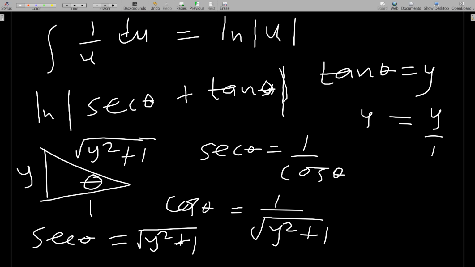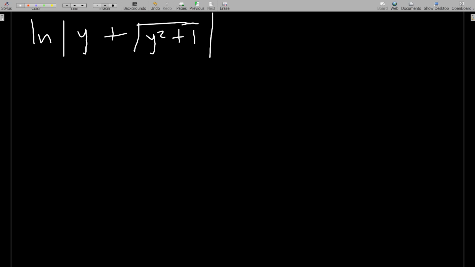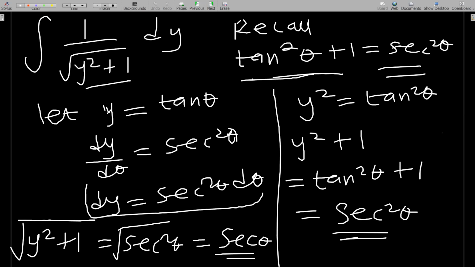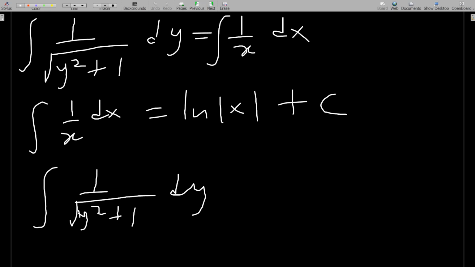Okay, so I'll come and put everything here, that I'll have ln of sec theta plus tan theta, and tan theta is y, sec theta is the square root of y squared plus 1. That is the integral for the y aspect. This is the integral we had for this aspect. Okay, so this aspect gave us what we just had. Let me write it here for you.